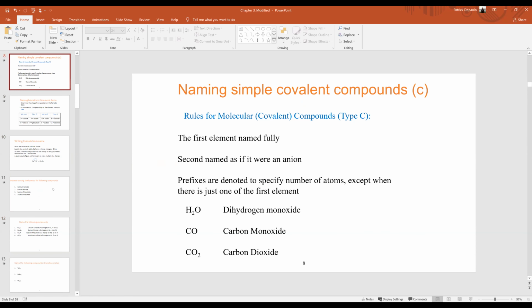I have a question. Yeah, what's up? Why is hydrogen monoxide not an ionic bond if they're oppositely charged?